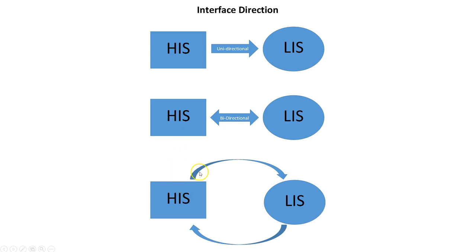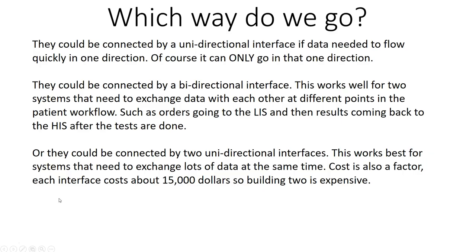If you've got 20 people all going to the lab and 20 results all trying to come back, and you want that all to happen, you know, on a busy morning in a hospital, you might want to have 2 unidirectional interfaces so orders can be traveling this way whenever they need to be sent, and results can come back as quickly as possible that way. So that is all about interfaces and flow and what directions they go in.